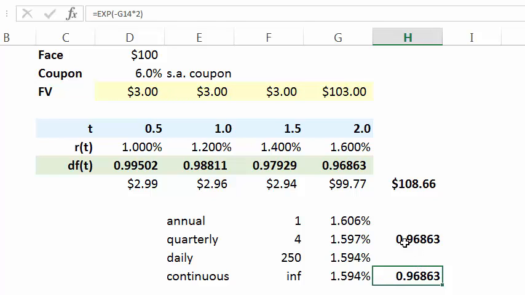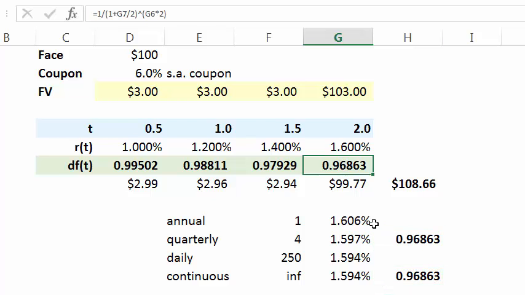So you can see how the discount factor, unlike these zero spot rates or zero rates that we're a little more familiar with sometimes, is never going to lie to me, or in other words, always going to include the information of the compound frequency.